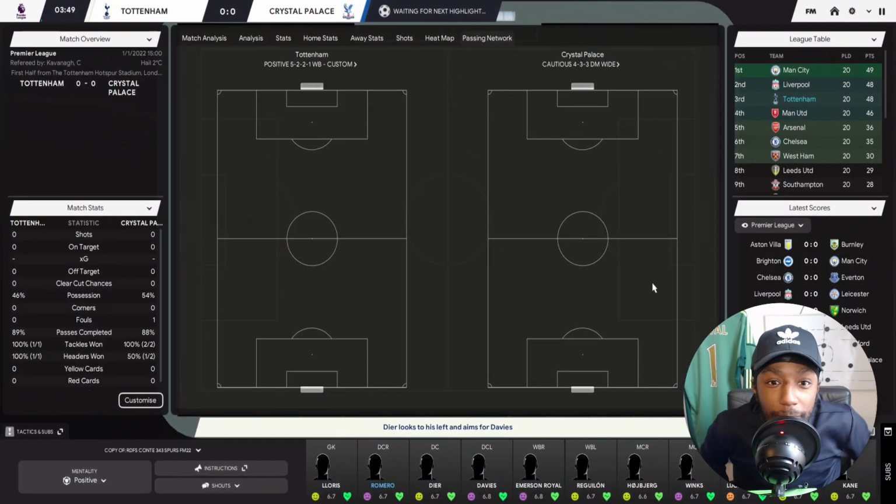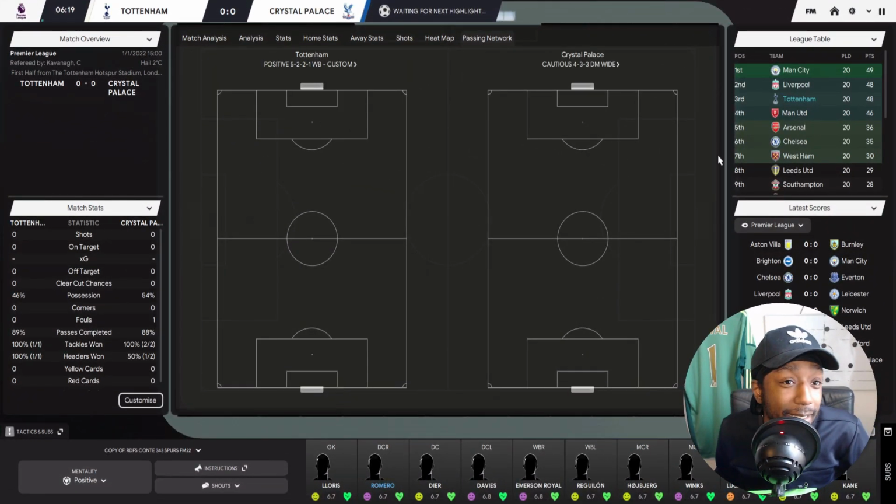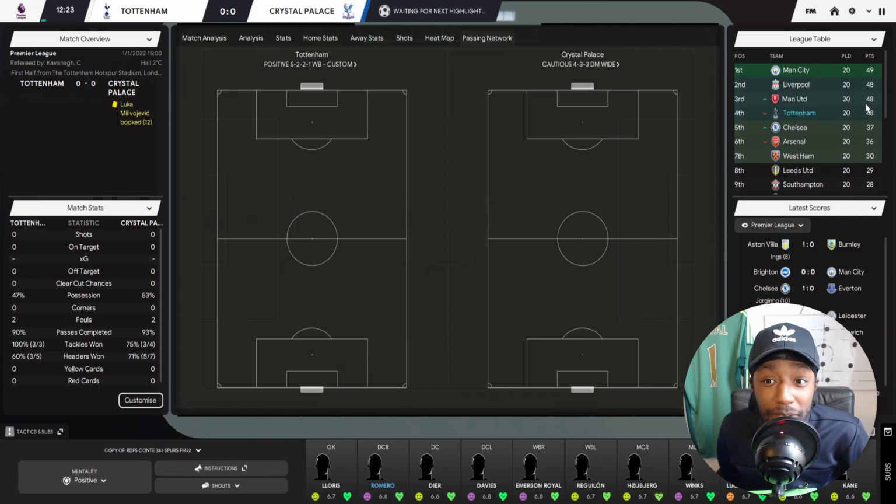So here we are. The game is underway. And as you can see as well, in the league table, we have played 20 games. We are just 1 point off the top, so hopefully we can win this game as well.